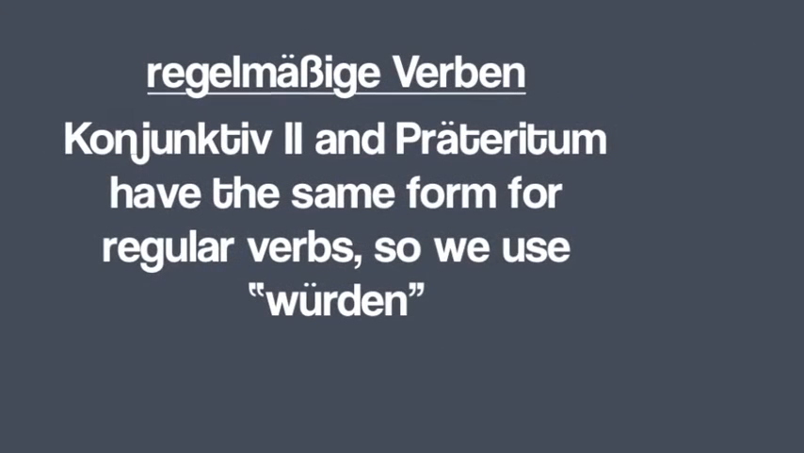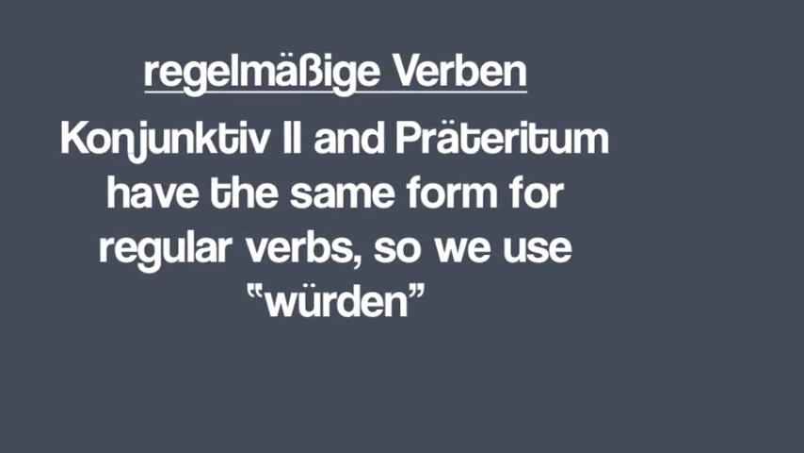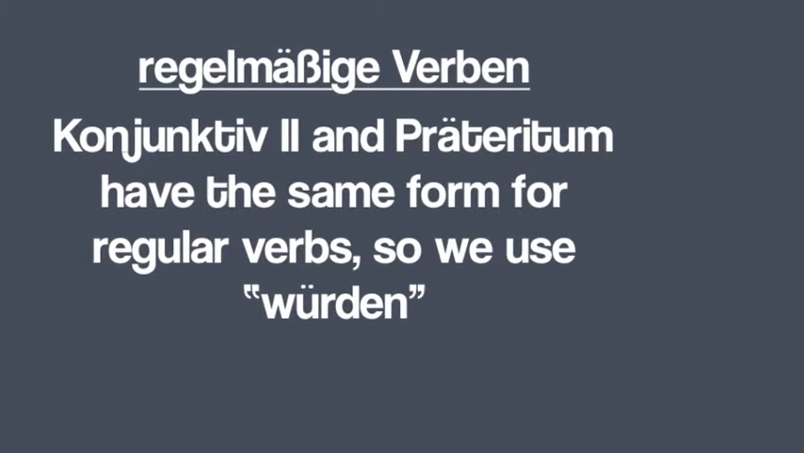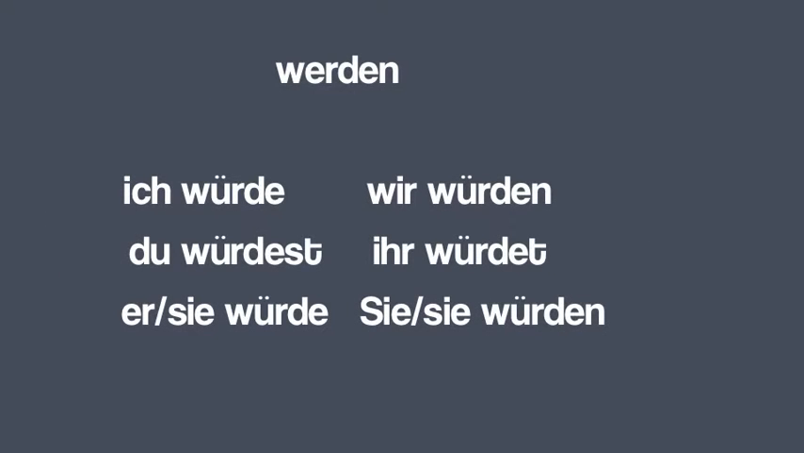For regular verbs, we often use the subjunctive form of werden plus an infinitive. This is done because otherwise the Konjunktiv II would look the exact same as the Präteritum, which can lead to confusion. Here we can see all the declined forms of werden, so you just use whichever form is appropriate to your subject and put your infinitive to the end of the sentence. Make sure you note the ending of the third person singular form. It's not what you'd expect.